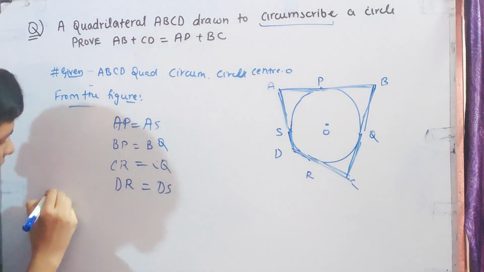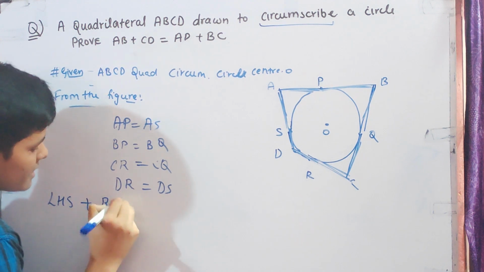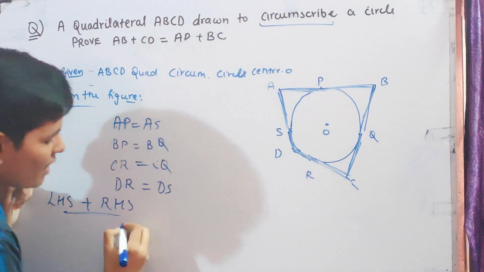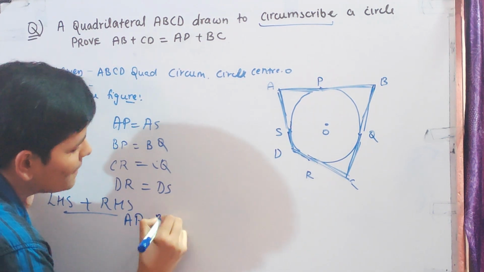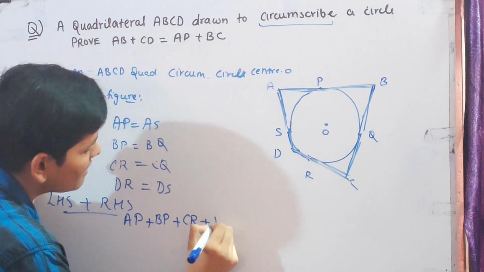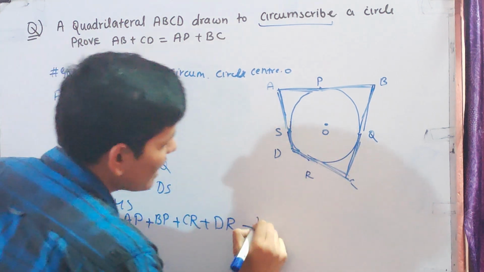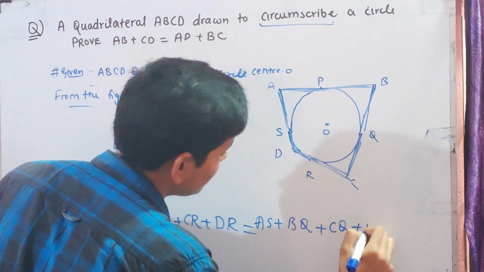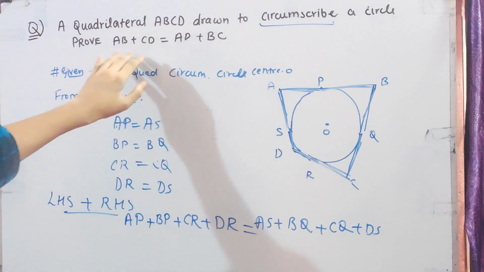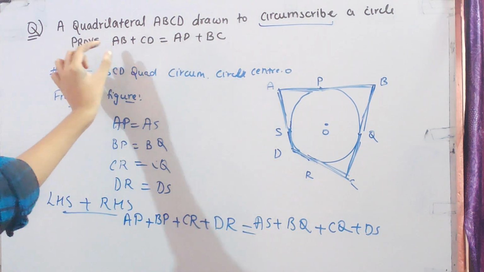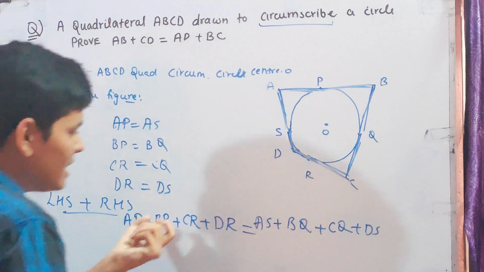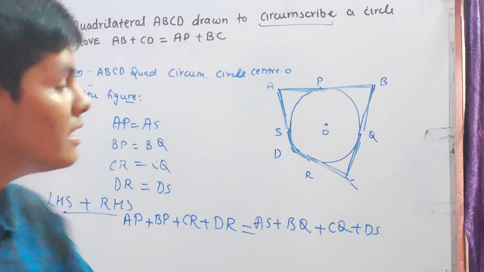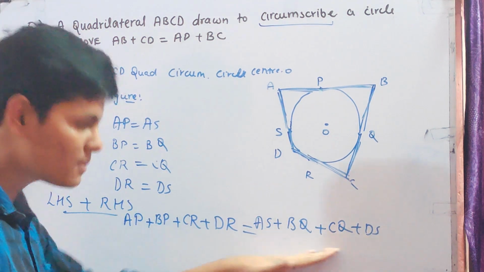Now what I am going to do is add LHS plus RHS. Every LHS term and every RHS term we are going to add. How are we going to do it? AP plus BP plus CR plus DR is equal to AS plus BQ plus CQ plus DS. Now the thing is, we have to prove AB plus CD equals AD plus BC, with A, B, C and D, but we are having P, Q, R and S also. So what are we going to do? Nothing, we don't have to worry about that. We just keep on doing our work and all these terms will get cancelled.